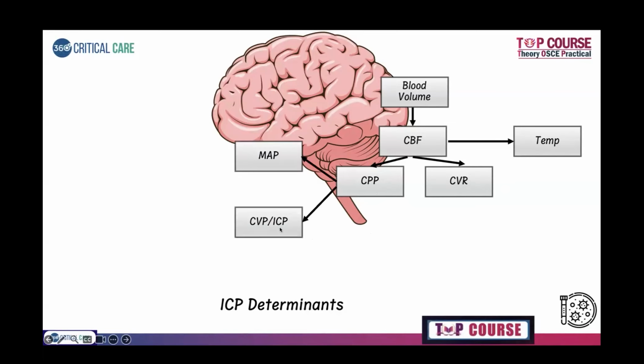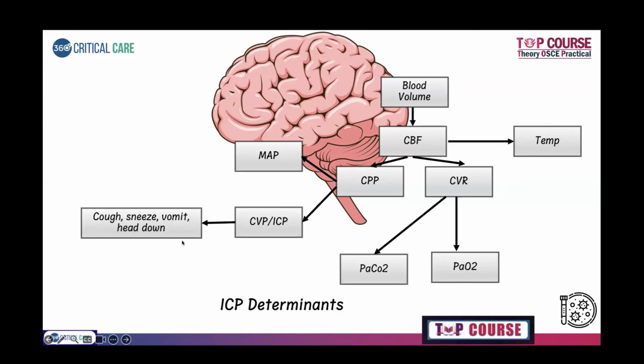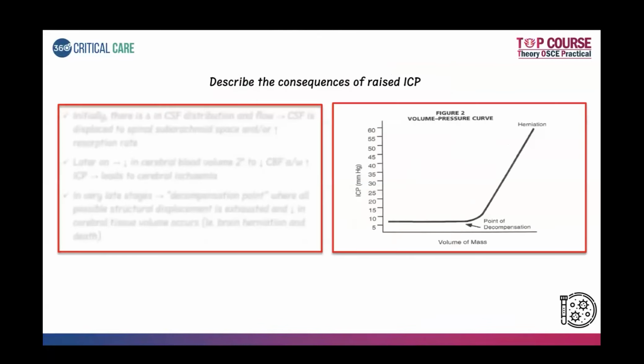All right, talked about that. Again, CVP and ICP increase with cough, sneezing, vomiting, that can alter your ICP. Cerebral vascular resistance, PO2, PCO2, that graph we talked about earlier, that will come here as an answer.